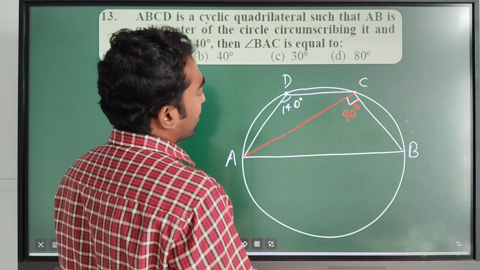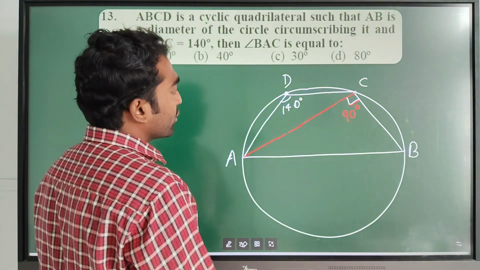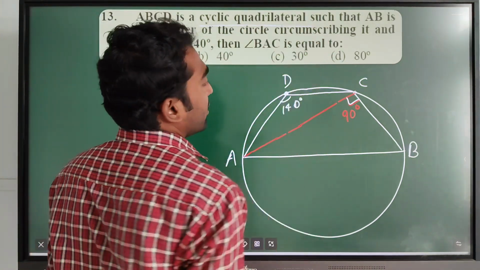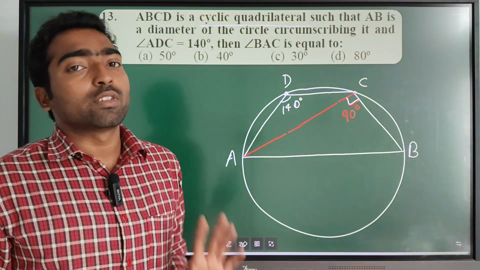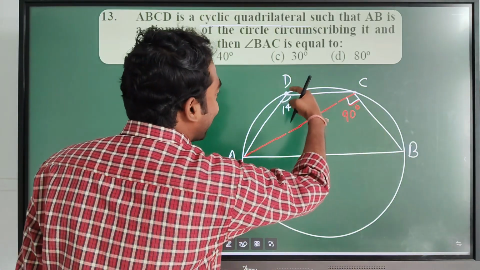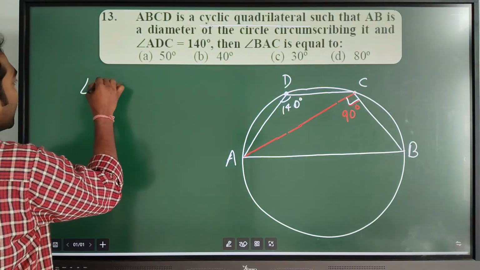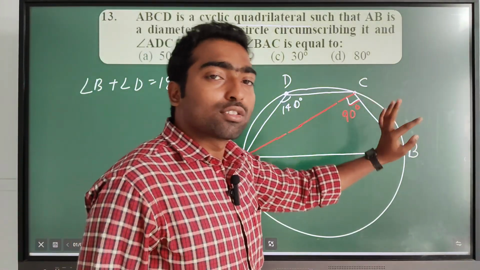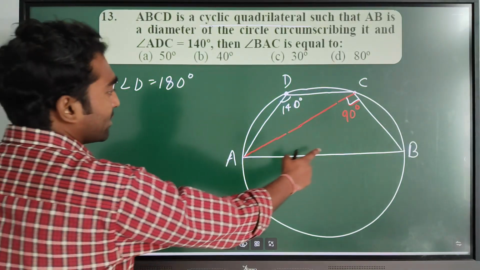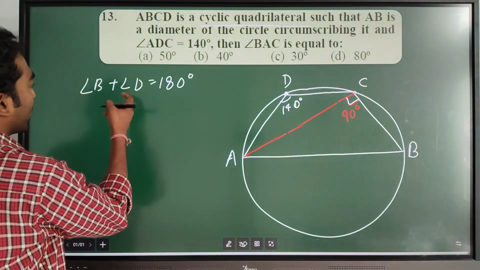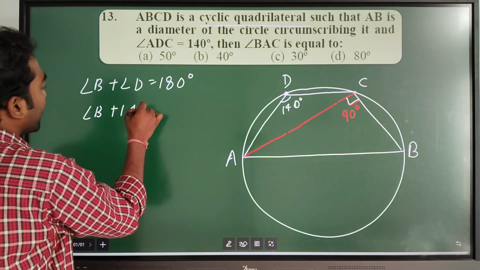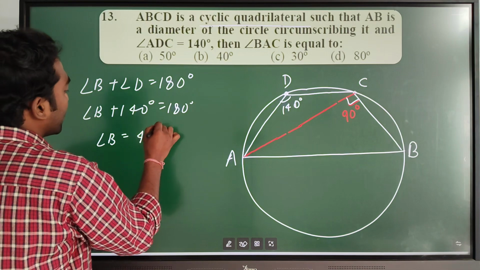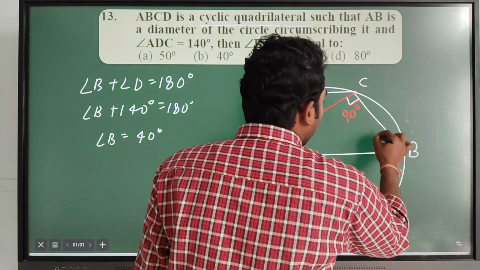So how can we find this? As you know, if ABCD is a cyclic quadrilateral, the sum of its opposite angles is always 180 degrees. Angle B plus angle D is equal to 180, and angle A plus angle C is also 180. Angle D is 140 degrees, so angle B plus 140 is equal to 180, which means angle B is equal to 40 degrees.